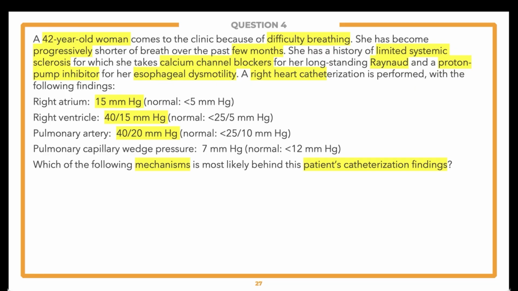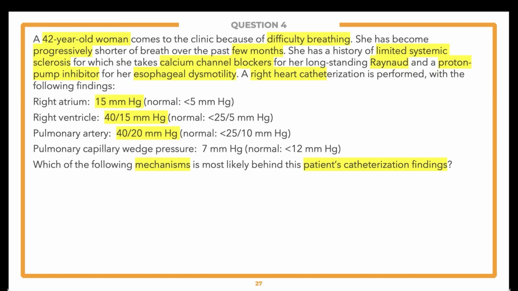So what the findings really show: the right atrium has increased pressure, the right ventricle has increased pressure, the pulmonary artery has increased pressure, but the pulmonary capillary wedge pressure is normal. It's less than 12. So that's important, right? What does the pulmonary capillary wedge pressure indicate? Why is that normal, and why is everything else elevated? What does the patient's history of limited systemic sclerosis have to do with all of this? What is the presentation, and what's the mechanism behind the patient's catheterization findings?